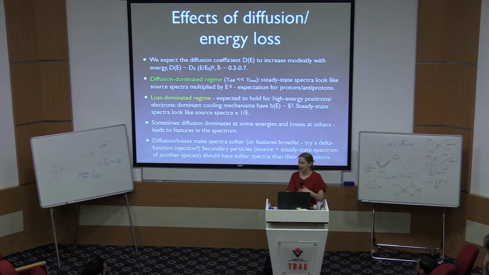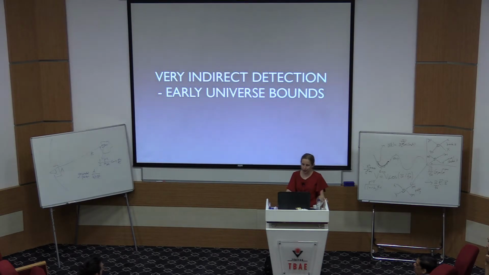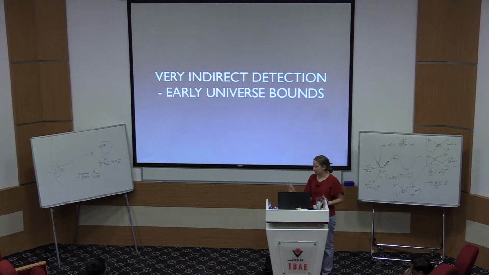In addition to also understanding what the solar system does. The sun also has a magnetic field, and that can also deflect these cosmic rays, especially at lower energies. Okay.